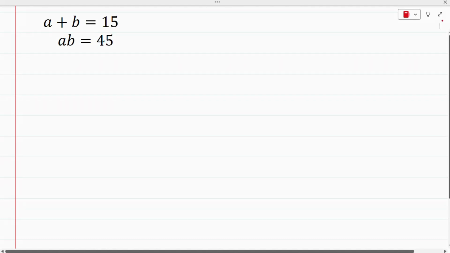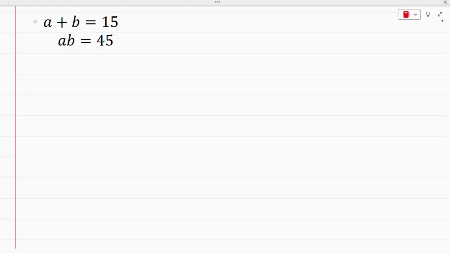So right here we have this nice Math Olympiad problem that says a plus b is equals to 15 and ab is equals to 45. We are to find the values of a and b. So right here, guys, we are going to name this equation. We are going to call this equation 1 and call this equation 2.